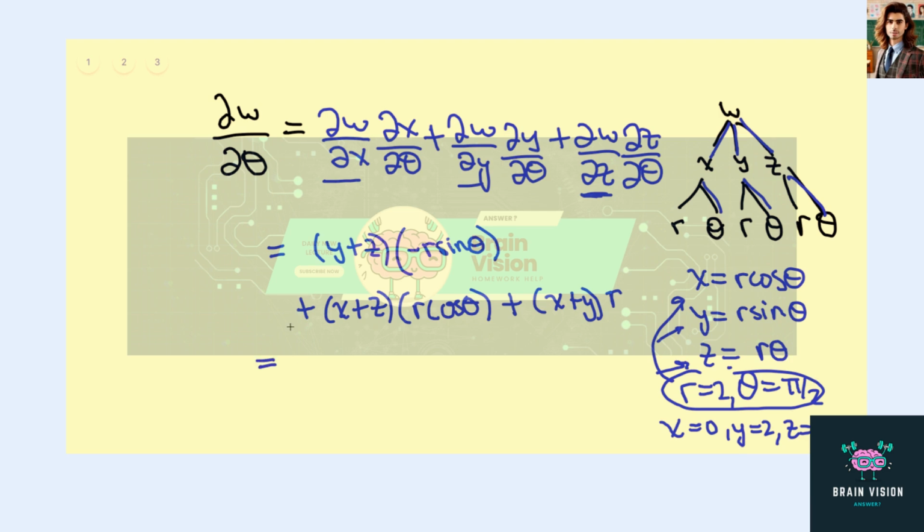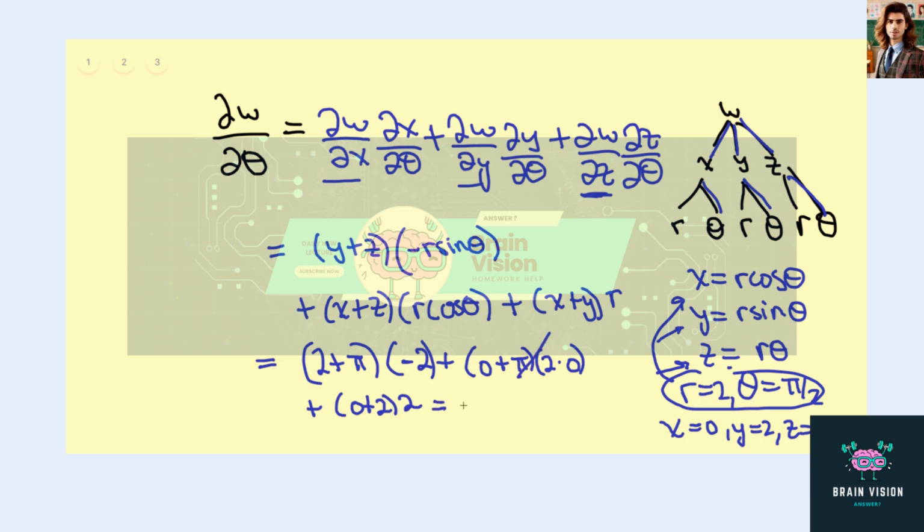so let's go ahead and plug these into our expression. We have y plus z, and then negative 2 times 1, x plus z times 2 times cosine pi over 2, so that'll be 0, and then x plus y times r, which is 2. So that's a 0 there, and we'll have negative 4 minus 2 pi plus 4, giving us a final answer of minus 2 pi.